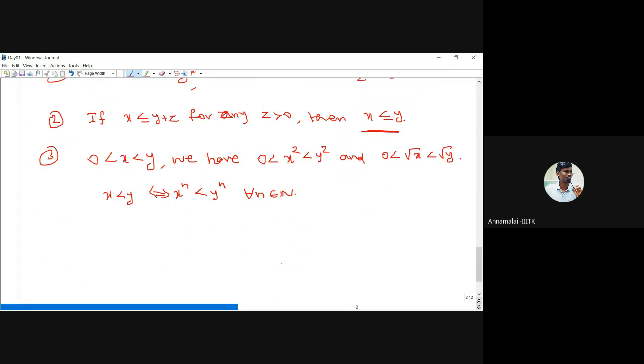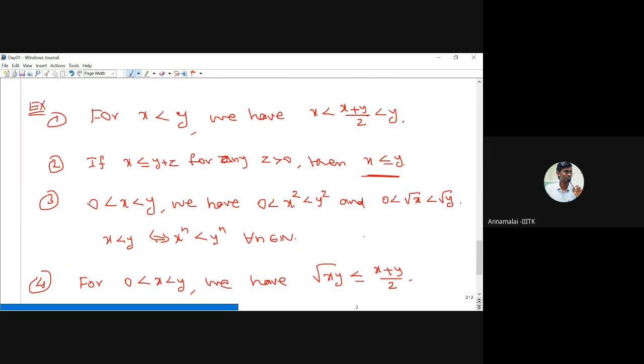And then the fourth one is the relation between the arithmetic mean and the geometric mean. That is, if you take any positive real numbers, that is, 0 < x < y, then we have the square root of xy, the geometric mean, is less than or equal to the arithmetic mean, (x + y)/2. Geometric mean is less than or equal to arithmetic mean. This is true. So these are all important examples and exercises.